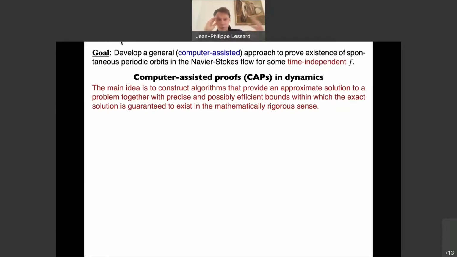Okay, so that's going to be using a fixed point theorem, and in order to prove that there is a fixed point, we'll use contraction mapping, and then to use contraction mapping, we'll have to build bounds, which will depend on the numerical approximation, which will depend on the function space that we choose, and so on. So I will describe that in detail for Navier-Stokes. But in general, that's basically our view for how we treat computer-assisted proofs.